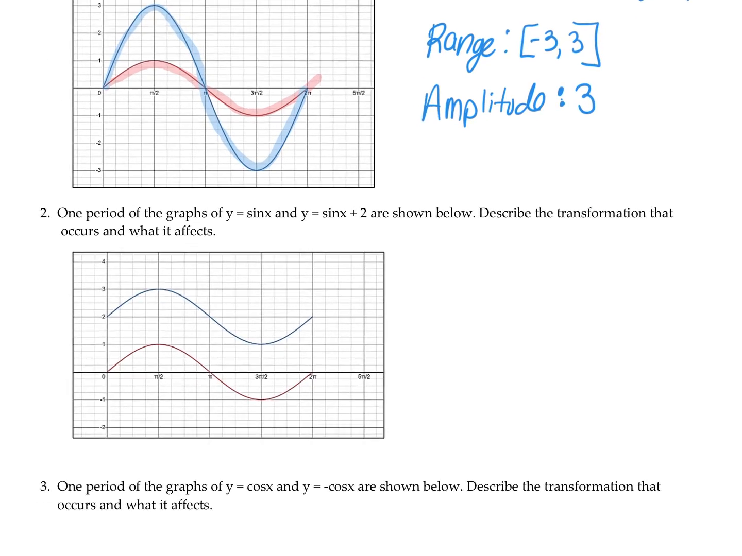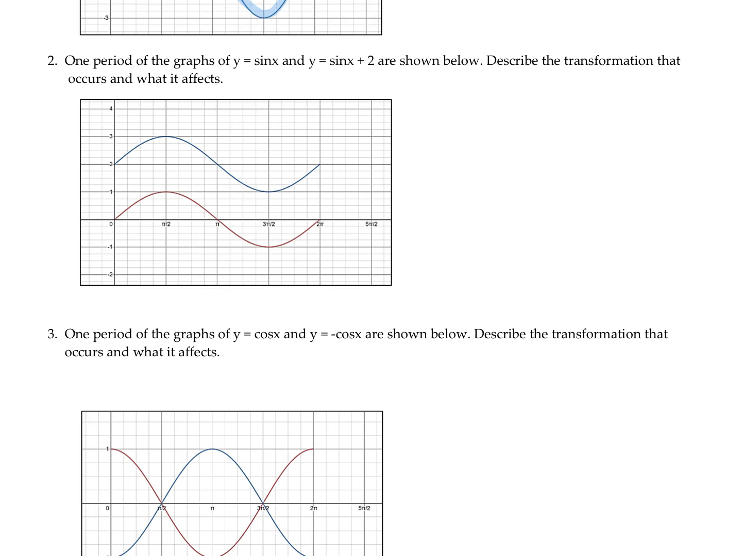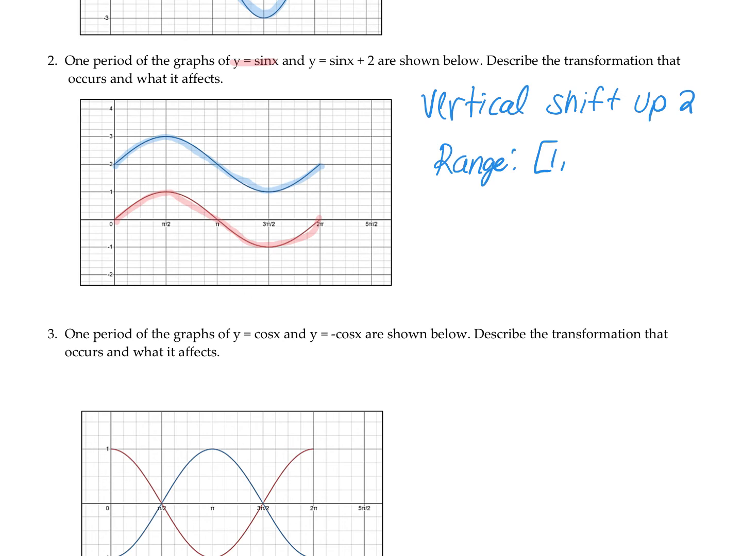In the second graph, we're looking at comparing y equals sine of x, which again is this red graph, to sine of x plus 2. And so what's happening here is now we have a vertical shift up 2. So this is also going to affect my range, and so now my range actually goes 1, 2, 3. Because my lowest point is here at 1, and my highest point is here at 3.